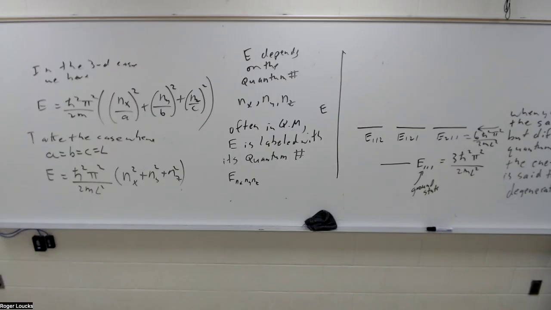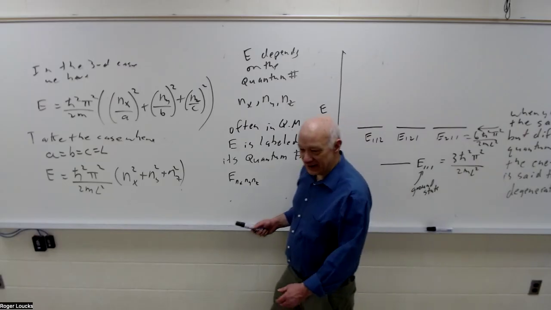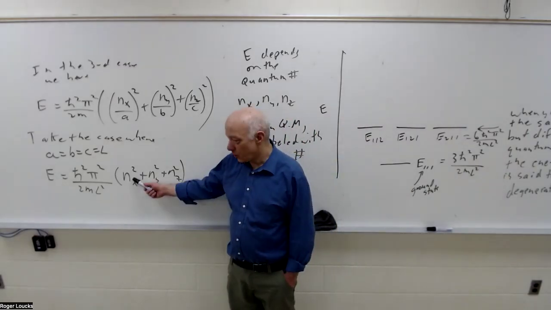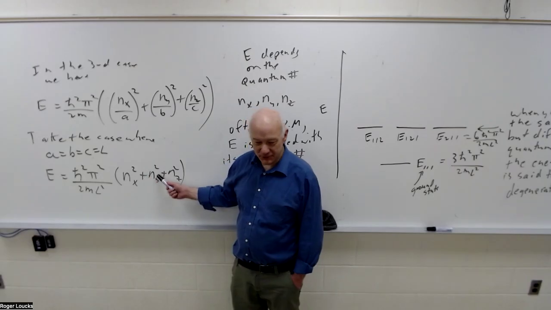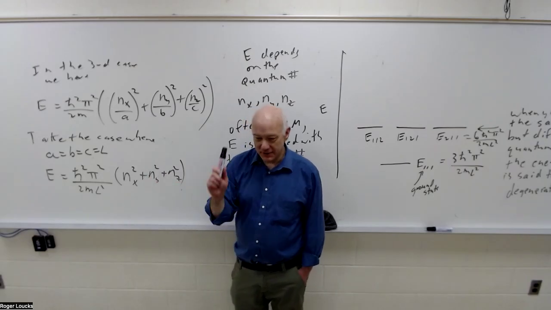What's the second excited state? Excellent. Okay, so now we have a question. Is it 1, 2, 2 or 1, 1, 3? Which one? We have to work it out. Okay, we get to do crazy math. Let's try 1, 2, 2. 1 squared plus 2 squared plus 2 squared. 9. I call that 9.